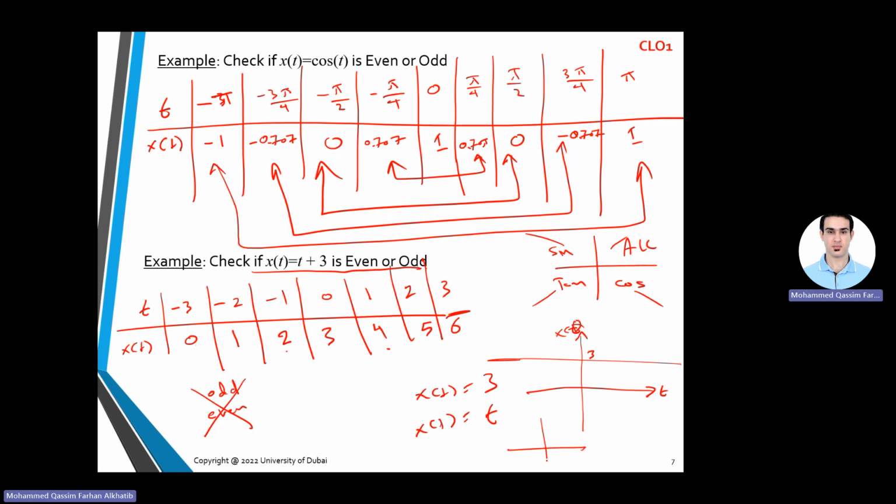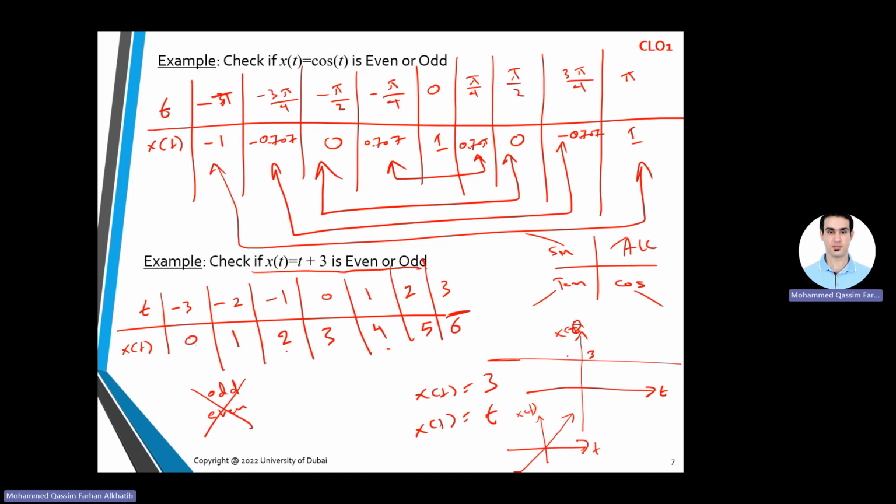So how to draw it is this line. That is t, that's x of t. Again, that's odd. Let's go back to the basics. Draw this table. At -3, I'm going to get -3. At -2, it's -2. At 0, it is 0. At 1, it's 1. At -1, it's -1. You see, now they are opposite in sign. So it's an odd signal.